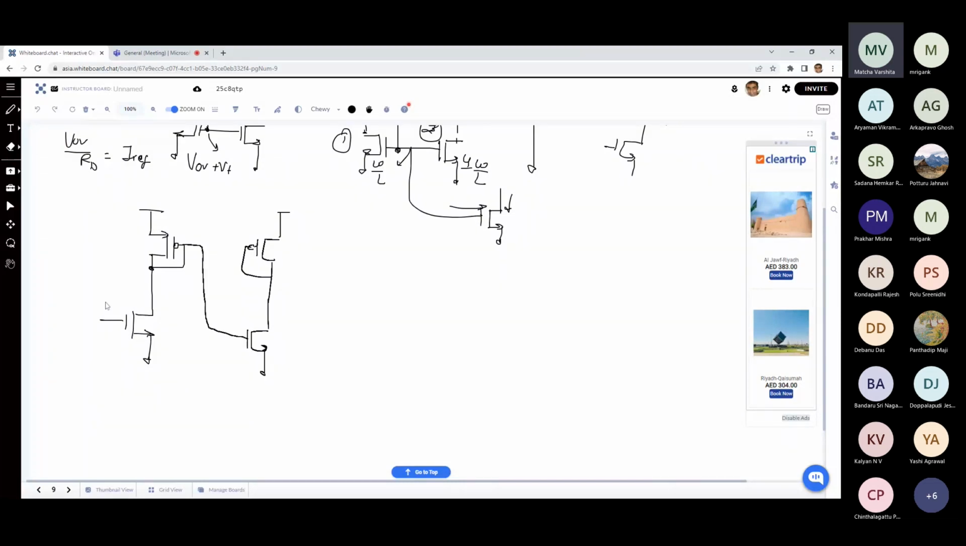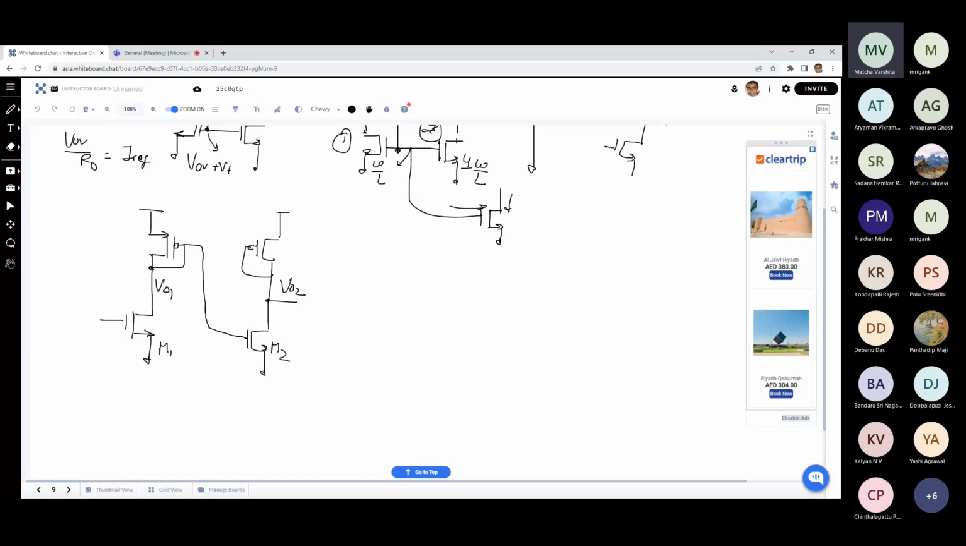This is your first stage M1, and this is the output of the first stage, VO1. I have connected it to the input of the second stage, and now I'm going to take VO2. This is okay, this is fine. Is there any problem that you see?